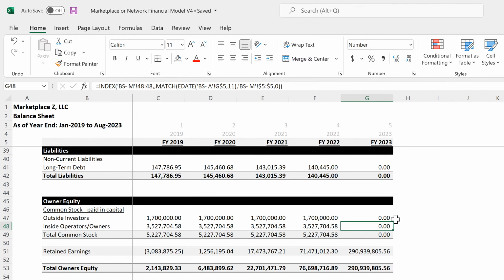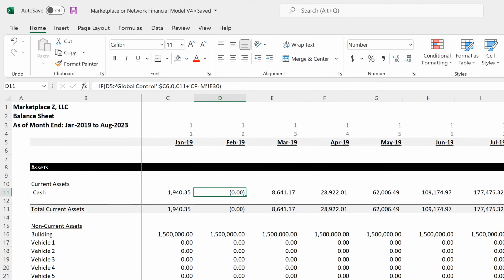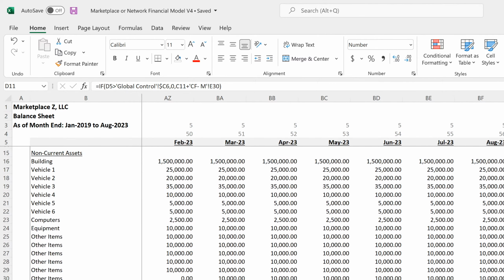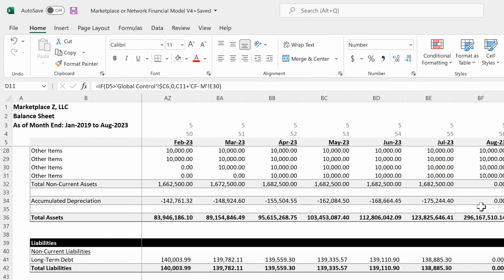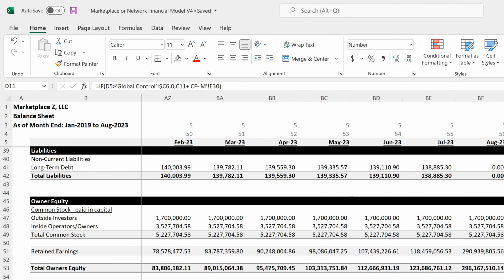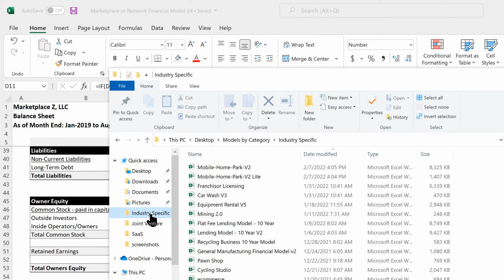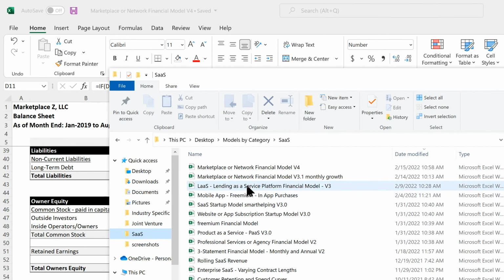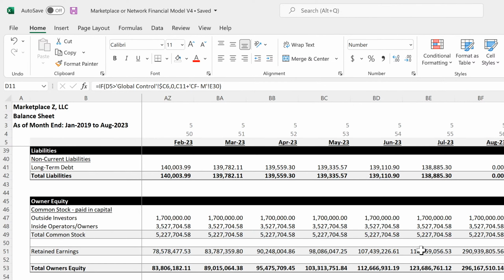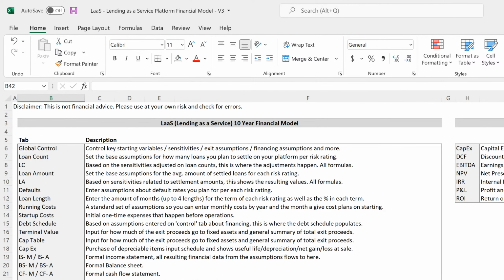Because we have an exit earlier, this now picks up 0, but we needed to pick up this. So let me see what I did. I believe I should be able to follow the same logic. Let's pick up the last. Lending as a service should have the same thing. Let's look here.